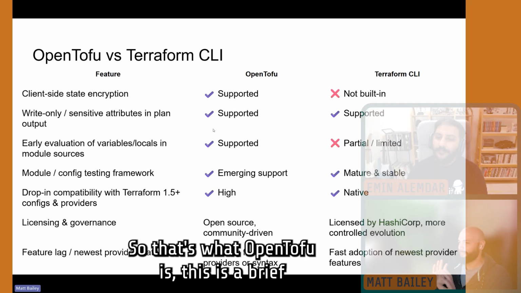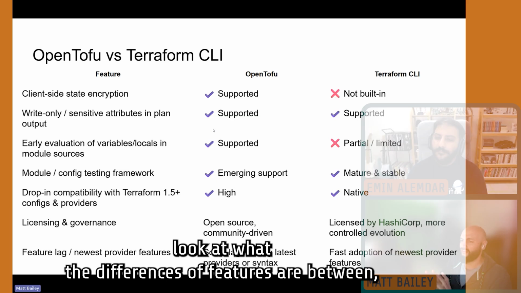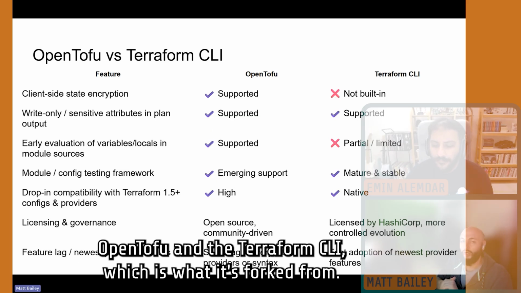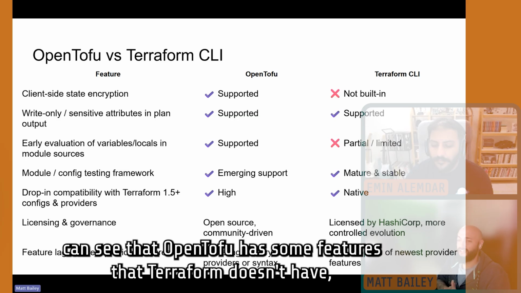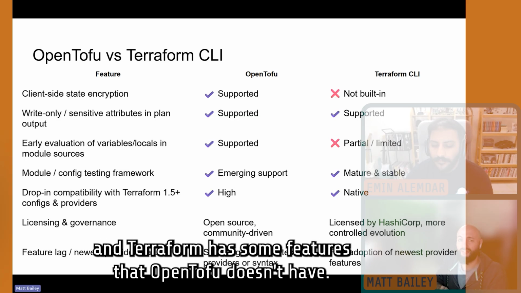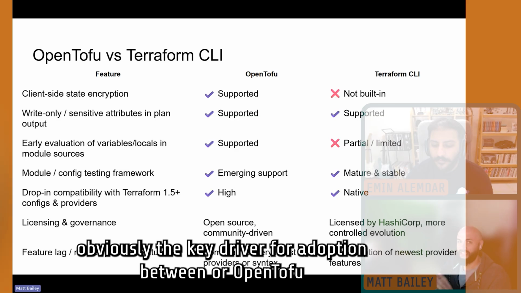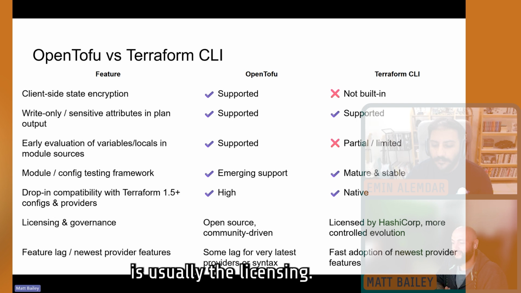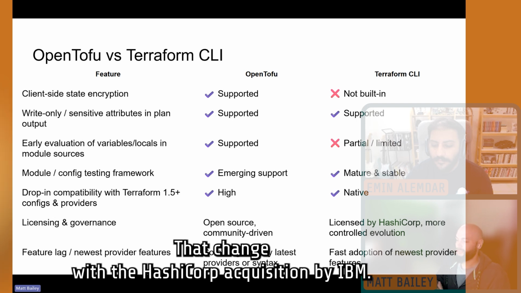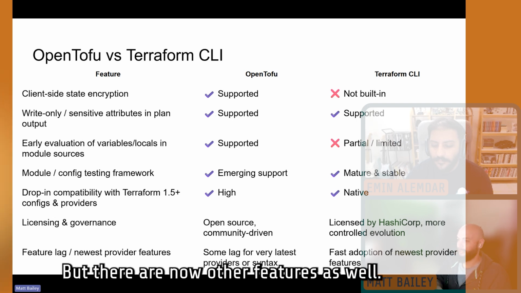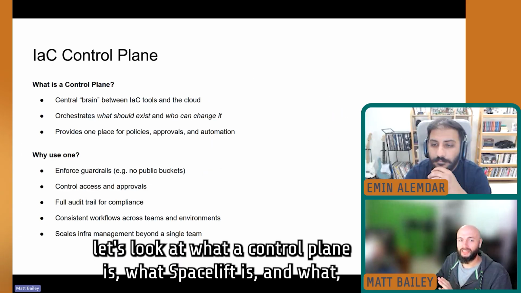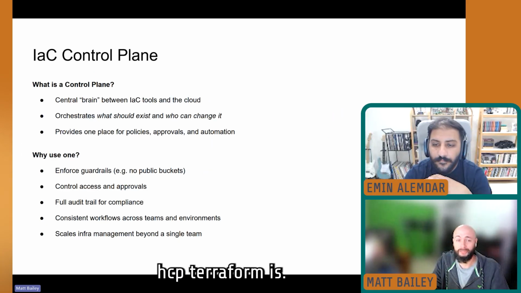This is a brief look at the differences in features between OpenTofu and the Terraform CLI, which is what it's forked from. You can see that OpenTofu has some features that Terraform doesn't have, and Terraform has some features that OpenTofu doesn't have. Obviously, the key driver for adoption of OpenTofu is usually the licensing that changed with the HashiCorp acquisition by IBM, but there are now other features as well. Let's look at what a control plane is, what Spacelift is, and what HCP Terraform is.